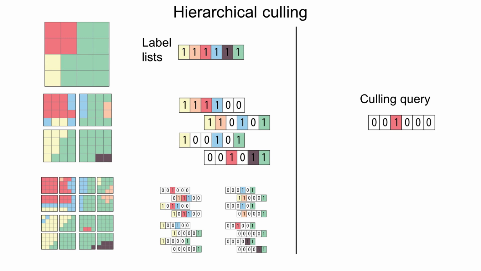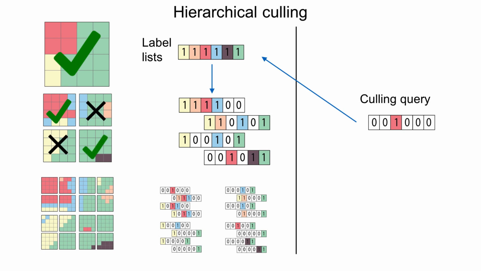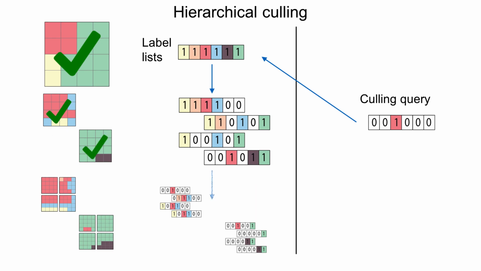Culling is performed hierarchically. We start at the root of the label list tree and check if any labels of the query are present in the current node. If yes, we proceed to its children. If not, that node is culled. The result is a list of all nodes that contain any of the labels in the query.